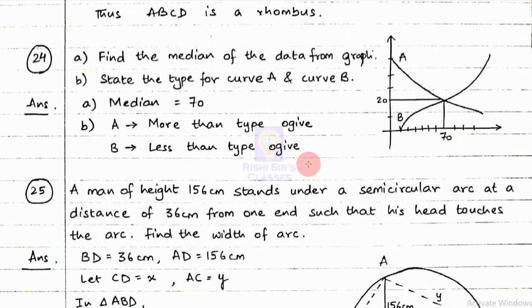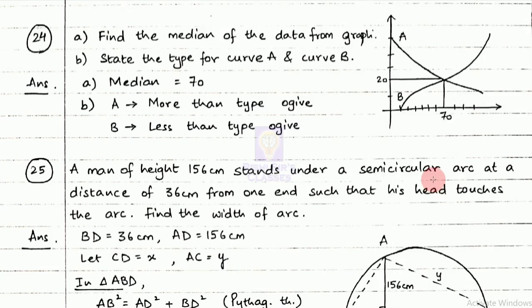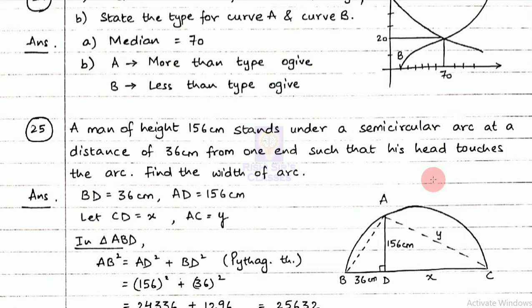Moving on to question number 25. A man of height 156 cm stands under a semicircular arc at a distance of 36 cm from one end such that his head touches the arc. Find the width of the arc. As per my assumption, that is the toughest question in this question paper.